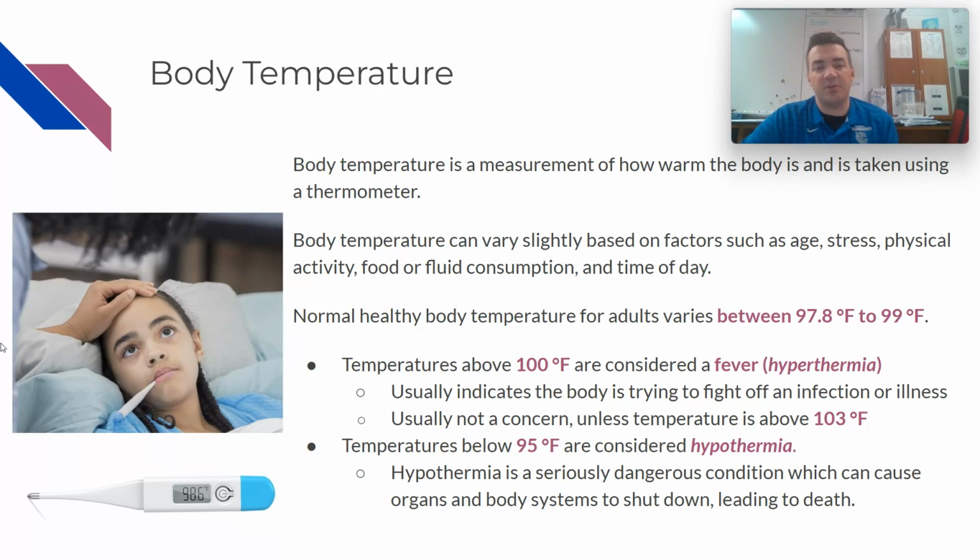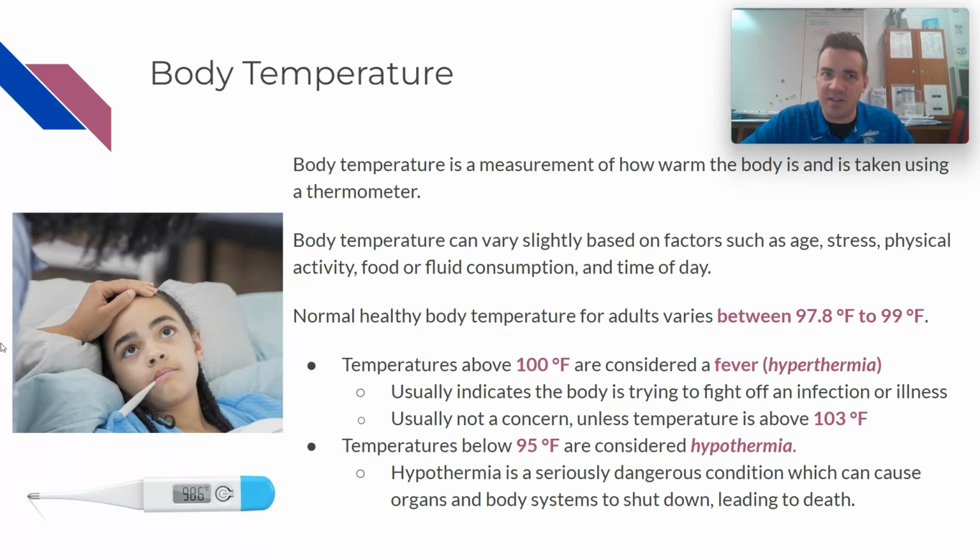Now, body temperature. Body temperature, of course, if you've ever been sick, which you've probably been, you've probably had your temperature taken using a thermometer. And it's a measurement of how warm the body is, basically. It's really important that humans and other mammals and endothermic organisms maintain a consistent body temperature. If your body temperature gets a little bit too high or a little bit too low, a lot of things in the body stop working properly when you're a warm-blooded creature, right?